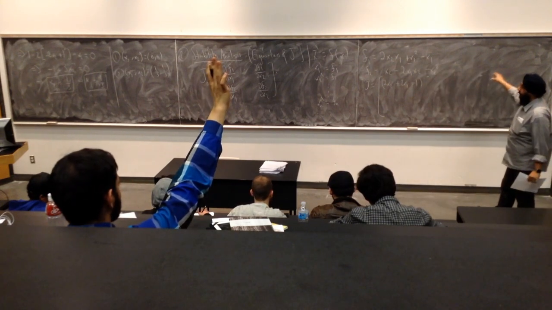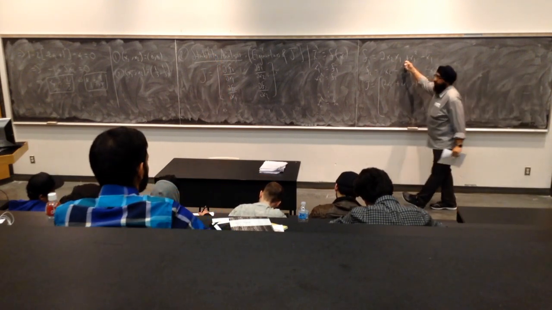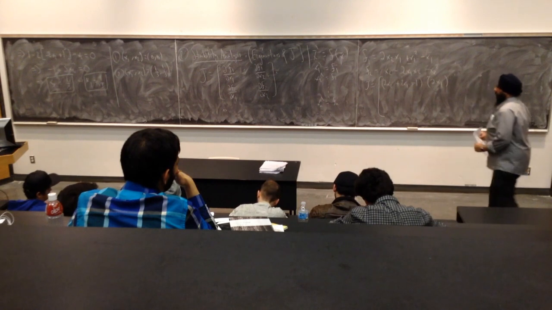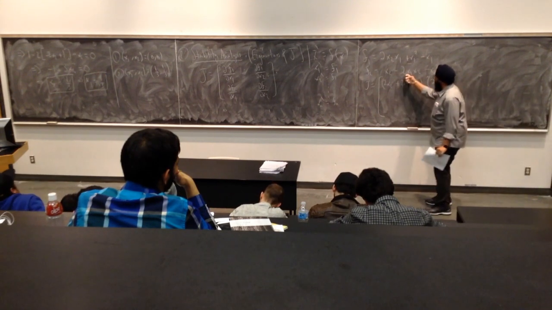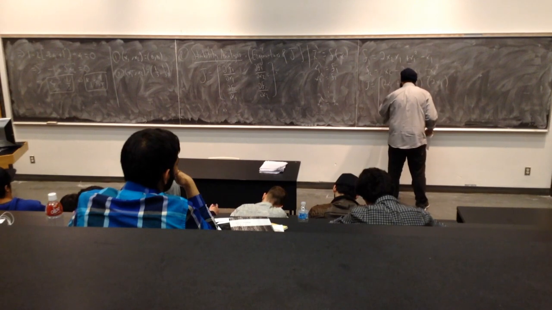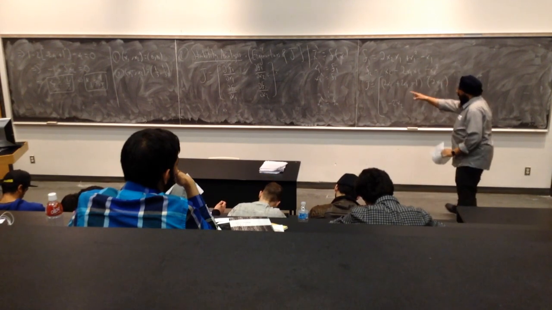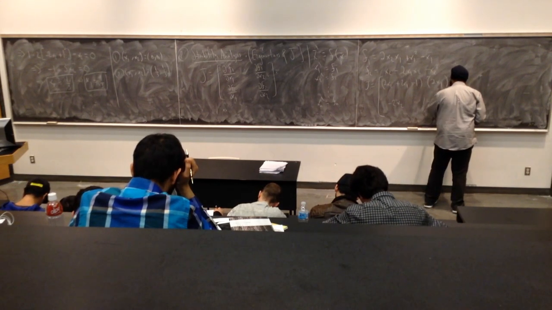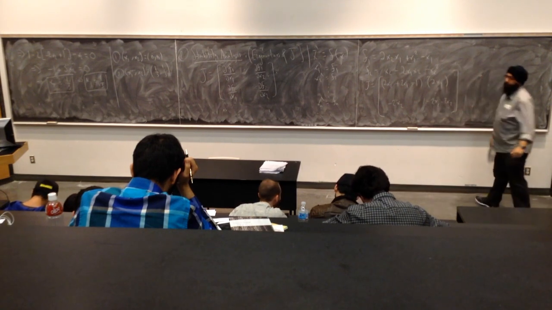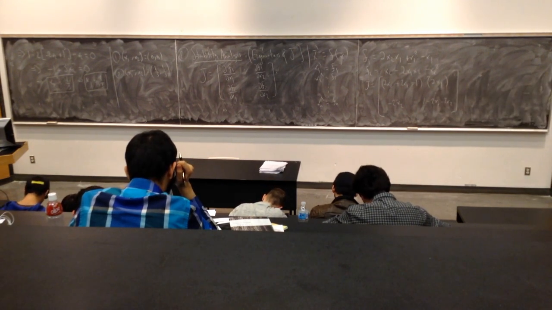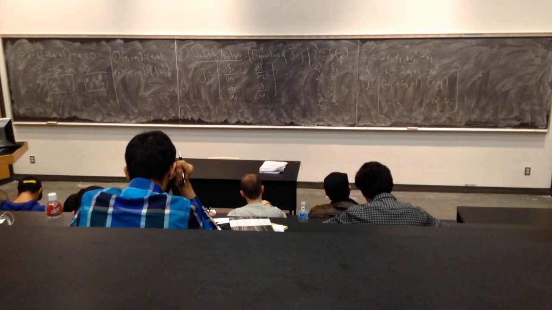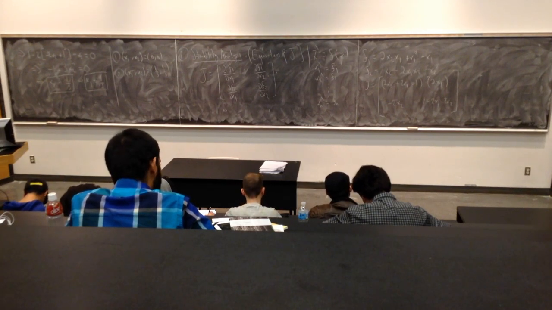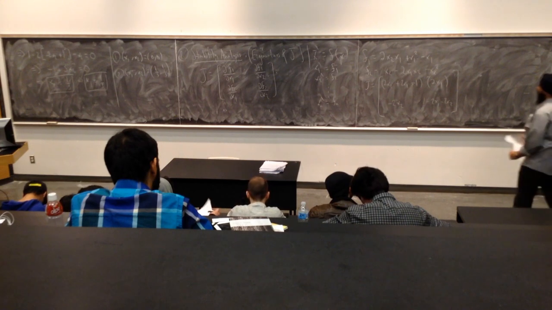First row, second column: partial f1 by partial x2. It's just 2x1. Then partial f2 by partial x1, I get minus 2x2. And then partial f2 by partial x2, I simply get 1 minus 2x1 minus 2. Is that clear? Straightforward, right? This is the definition. Any questions?